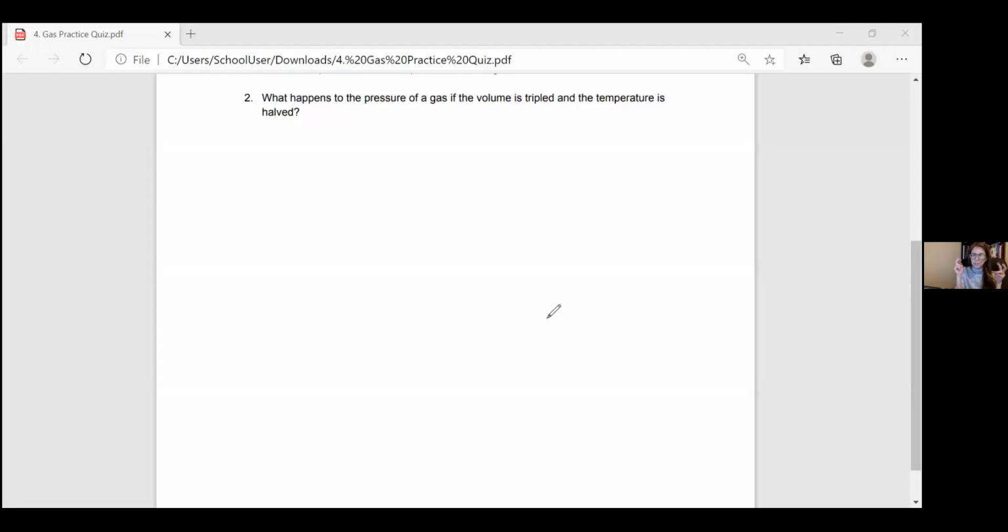For these what happens when questions, we're generally using PV over T equals PV over T. And we'll just ignore anything that's not mentioned. So we want to see what happens to the pressure. We are changing volume and temp. So everything is changing here.